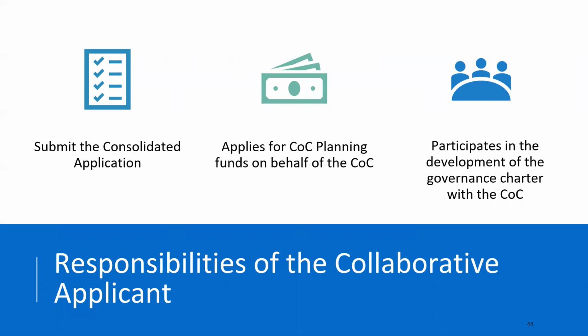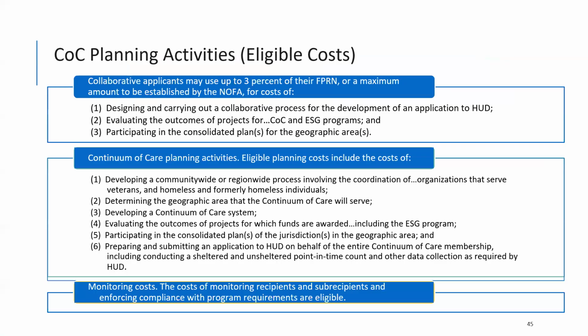Just a note, CoCs are not required to be legal entities. In some communities, the CoC may be a nonprofit, but it's really more about a body. So the collaborative applicant responsibilities are submitting the application annually to HUD. It's called the consolidated application, and this is really an application that outlines all the things you've been doing over the last year to address homelessness and how your CoC is performing. The collaborative applicant applies for CoC planning funds on behalf of the CoC and participates in the development of the governance charter within the CoC.